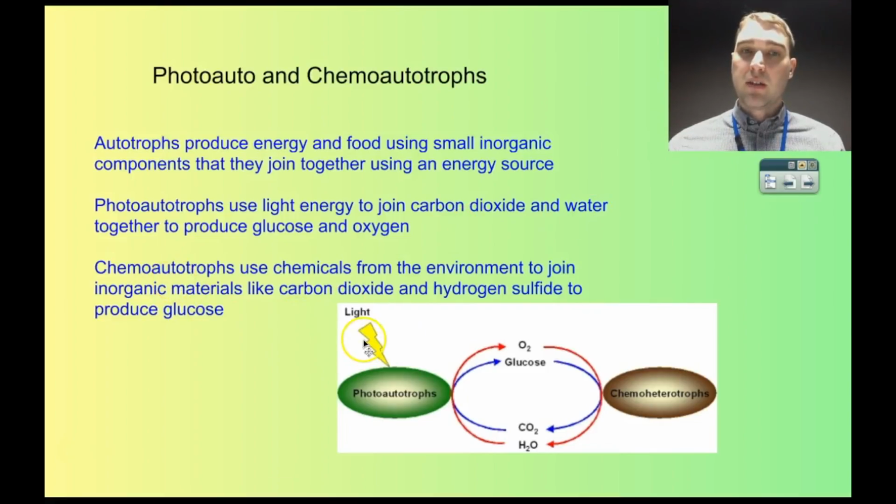Chemoautotrophs are different. They don't use light energy, they just use energy from fairly reactive chemicals to drive that process. So they can absorb these highly reactive chemicals from the environment and use the energy from the reactions of those chemicals to join carbon dioxide together to make their glucose. So they could use carbon dioxide and hydrogen sulfide, for example. The hydrogen sulfide is providing the energy to produce the glucose from the carbon dioxide. Both carbon dioxide and hydrogen sulfide are small inorganic compounds. Glucose, again, is a large molecule.